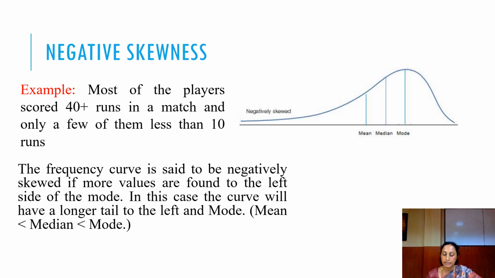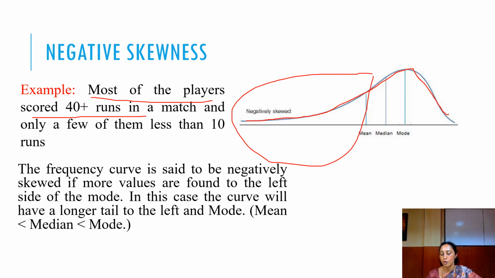Let us consider an example. Most of the players scored 40 plus runs in a match and only a few of them have scored less than 10 runs. That means we observe that most of the players have scored more than 40, whereas very few of them have scored less than 10 runs. So this can be represented in a graphical manner in this way.